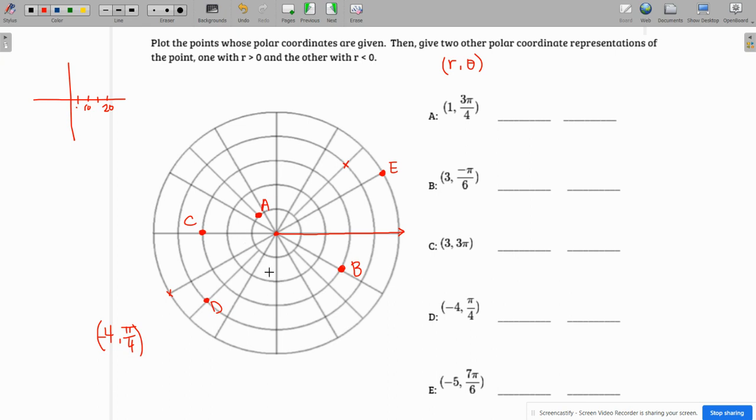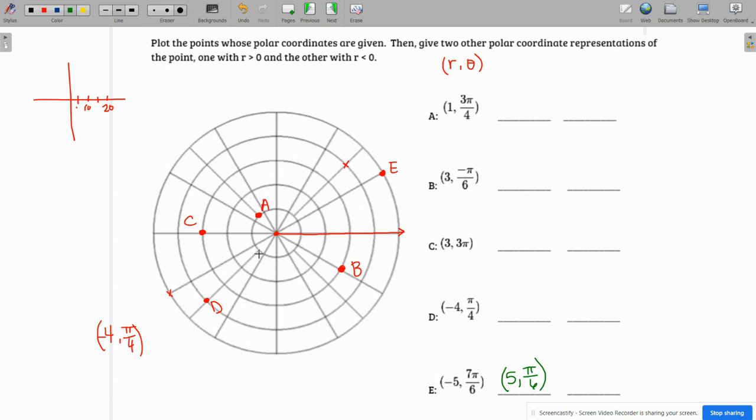Now, hopefully, just in doing those, you can see that these points that we just plotted could have other representations. They could have different coordinates. So for instance, this point E that we have right here, we just put it here, even though it was -5, 7 pi over 6, hopefully you can see how this could also be positive 5, and then our angle would be pi over 6. So both of these represent the exact same point.